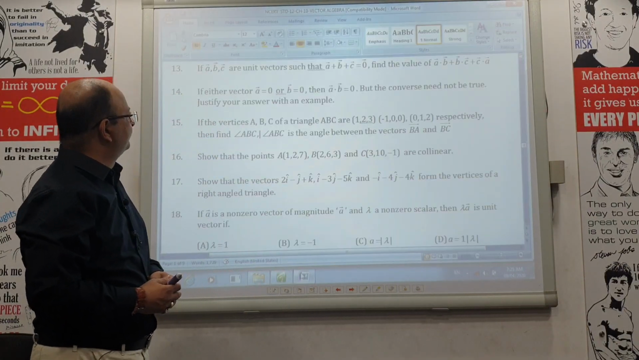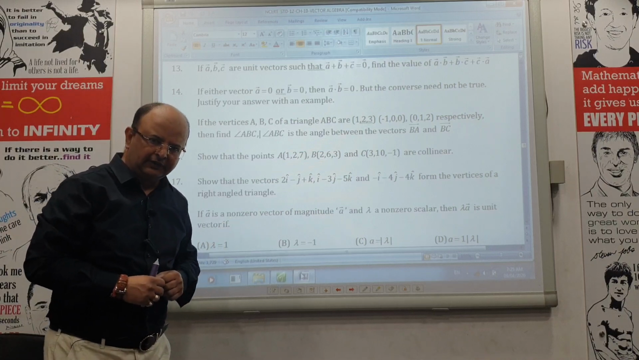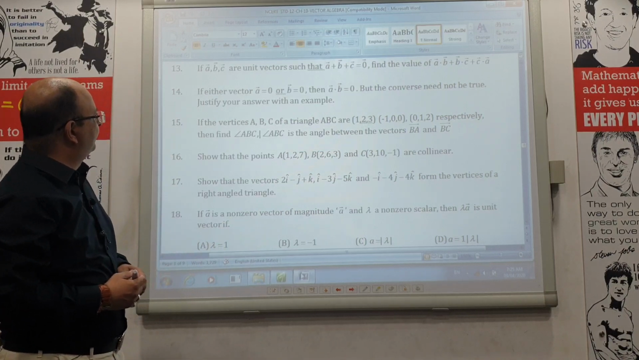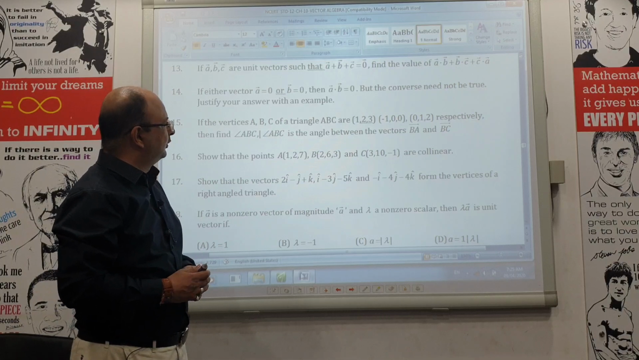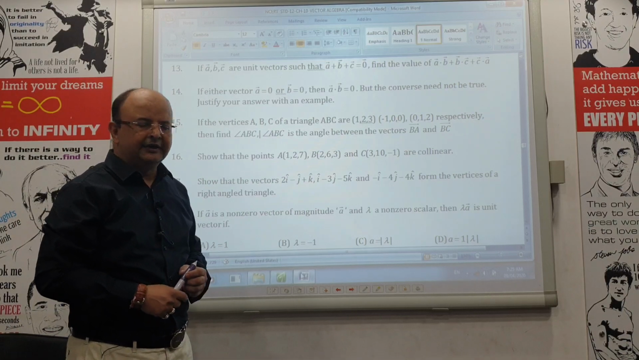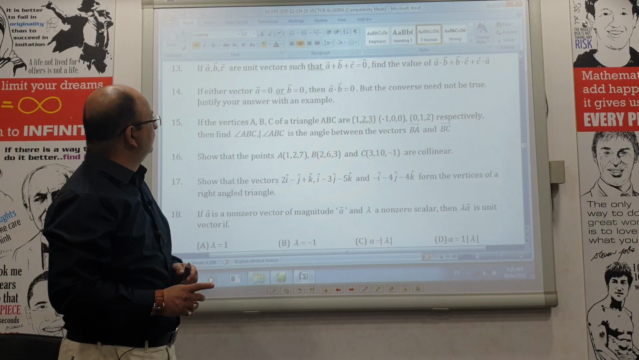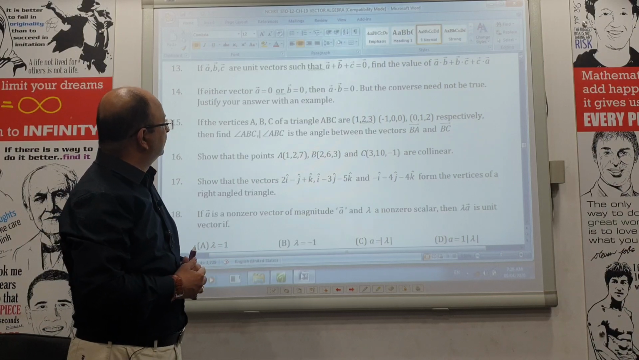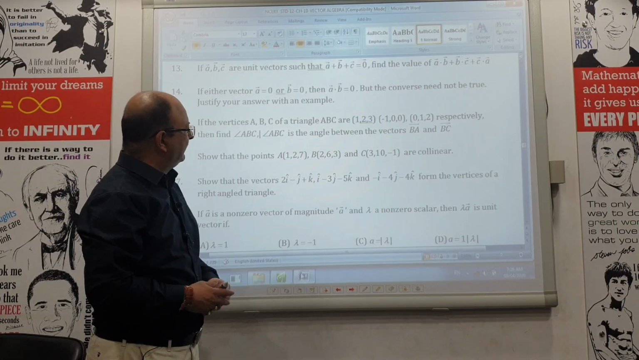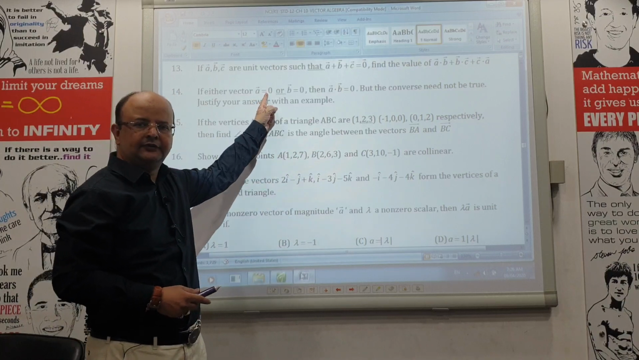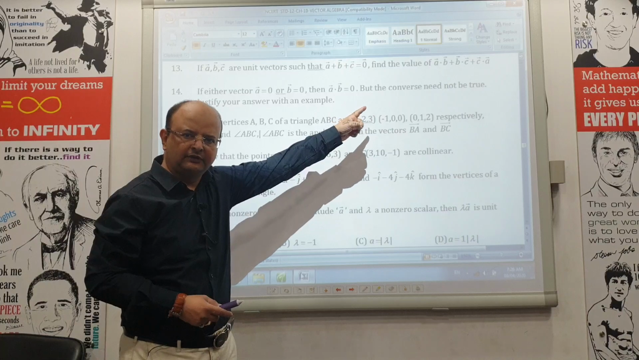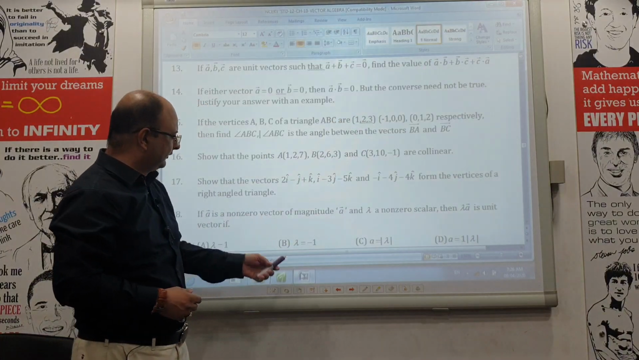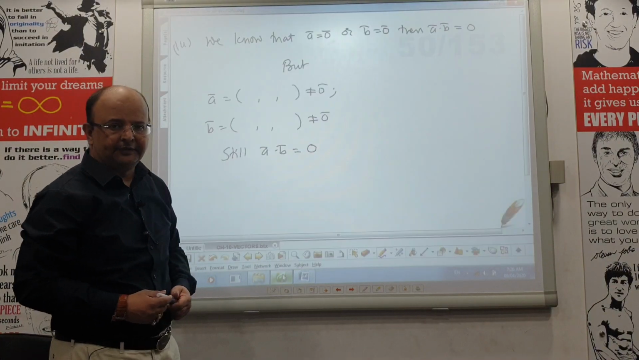If either vector a bar is 0 bar or b bar is 0 bar, then a bar dot b bar is 0, but the converse will not be true. Justify your answer with an example. Well, that is easy to prove. If a bar is 0 bar or b bar is 0 bar, then the dot product is 0, but the converse is not true, and for that we have this example.